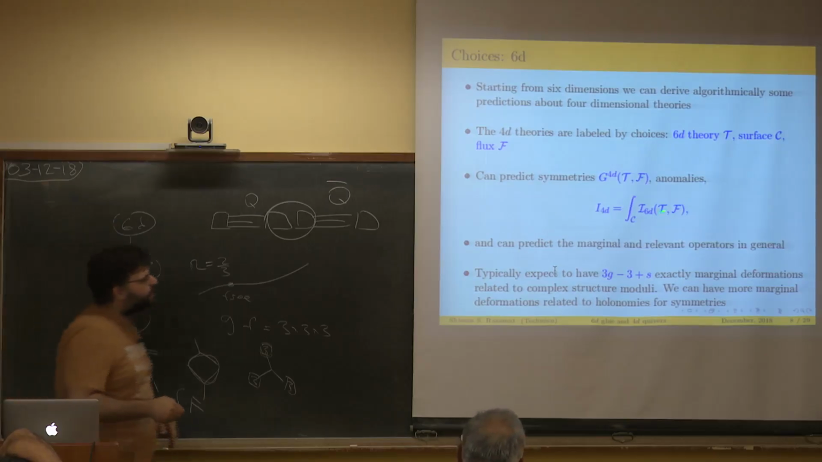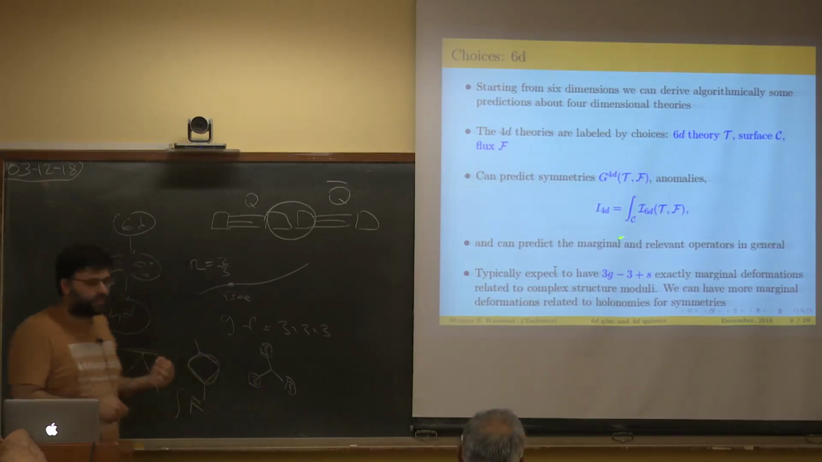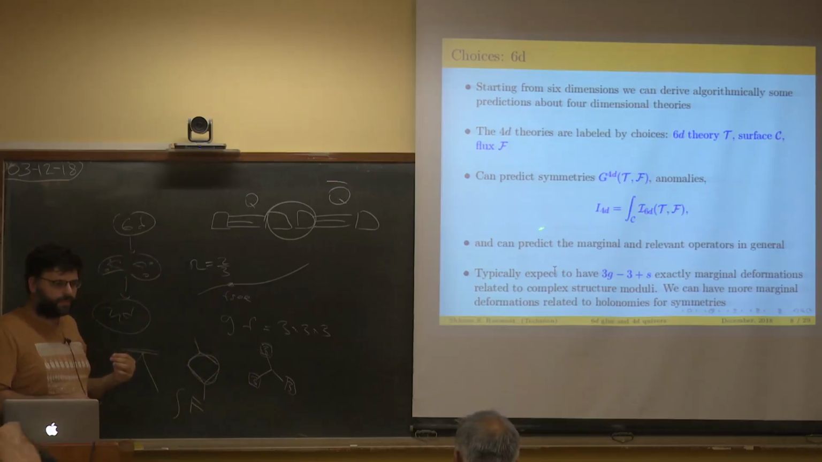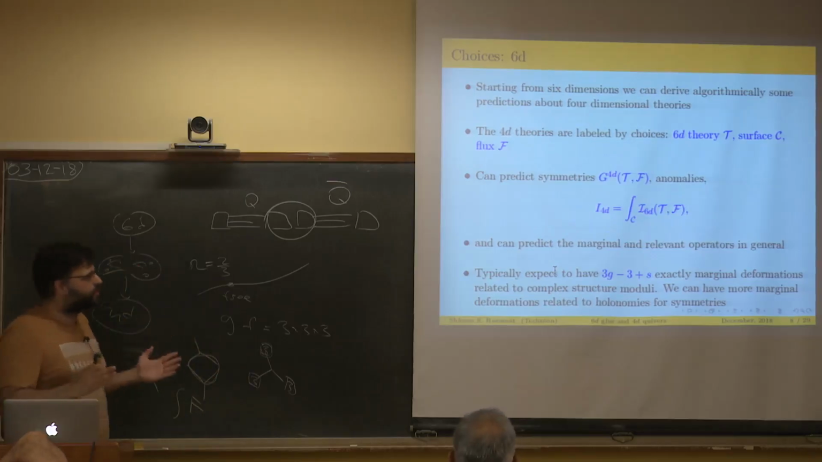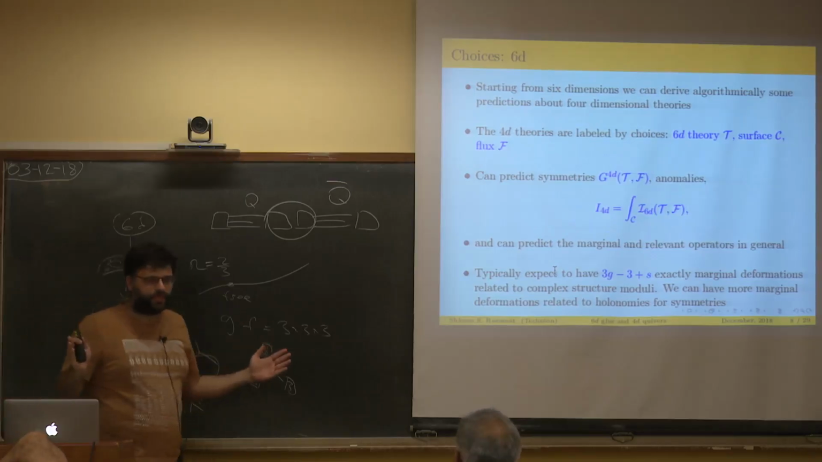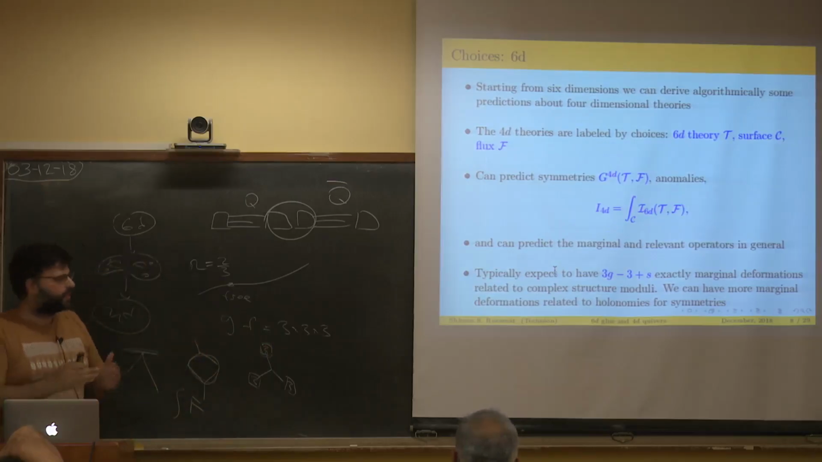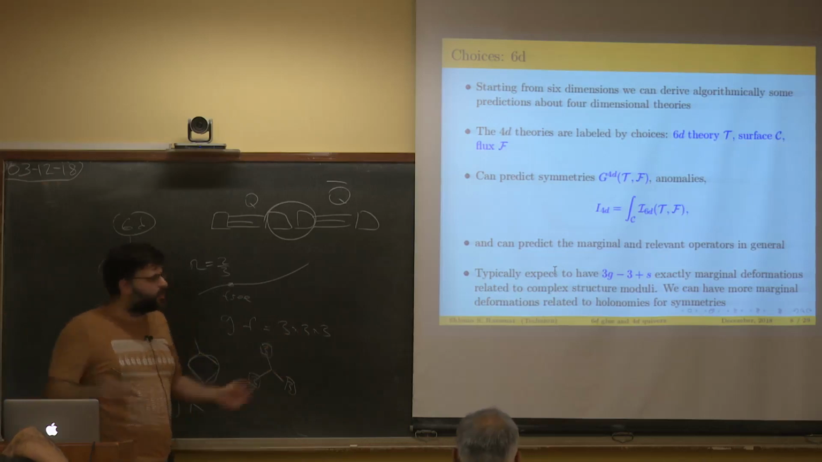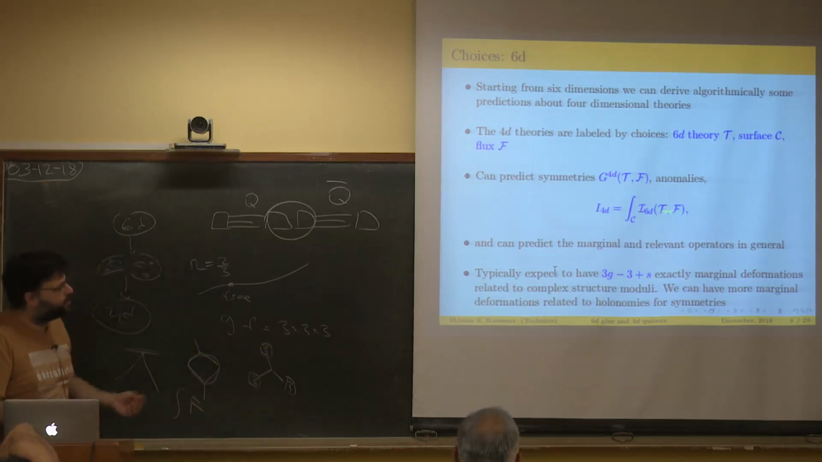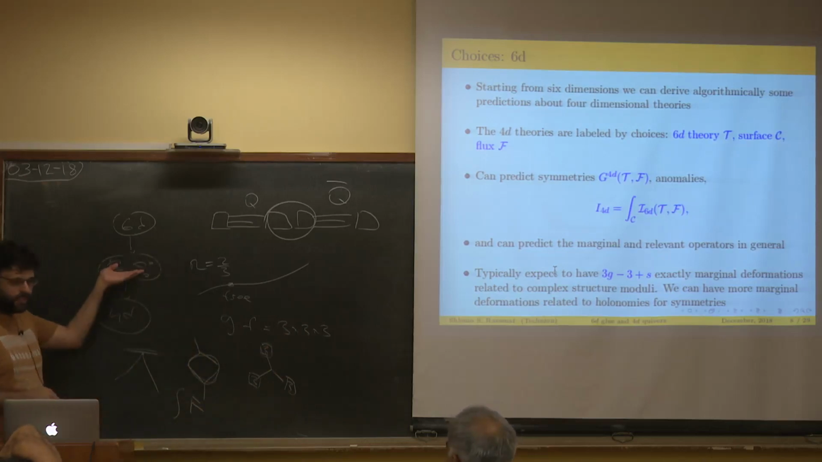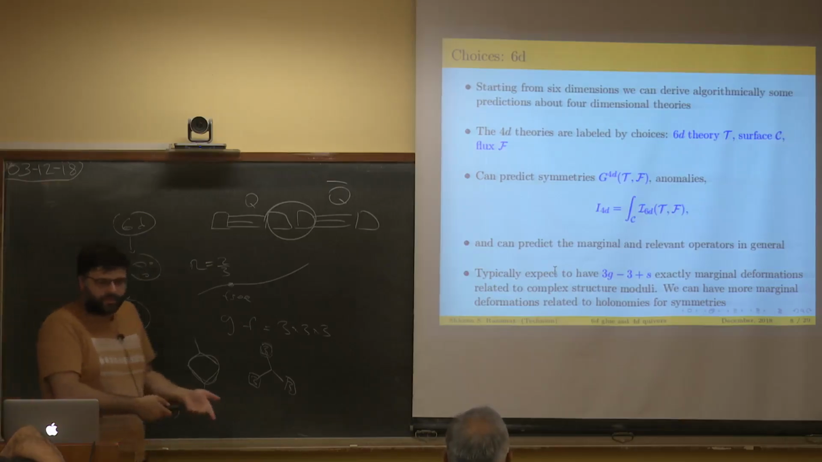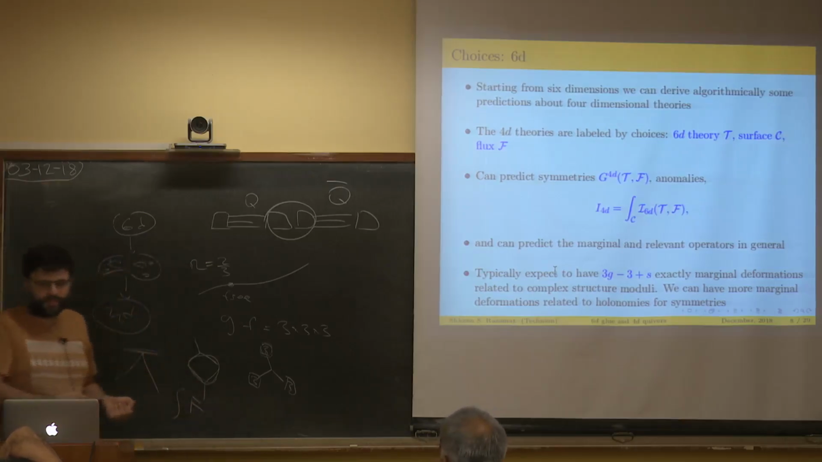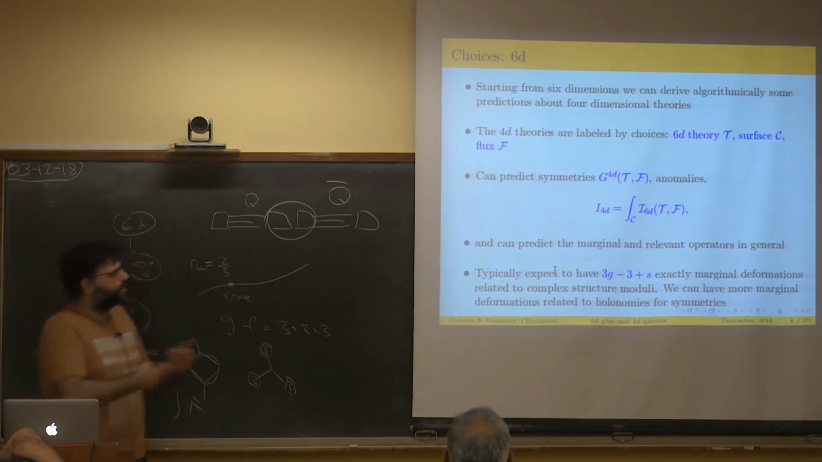Now, in many cases, we also know the anomaly polynomial of the 6D theory. By various techniques, the anomaly polynomial of the 6D theories can be computed, although these theories are strongly coupled and complicated. People have computed the anomaly polynomial, so we can just take that anomaly polynomial and integrate it over the Riemann surface on which we compactify in the presence of these fluxes. And this will produce a 4-dimensional anomaly polynomial. So we can predict not just the symmetries of the 4D theory, but also the anomalies.